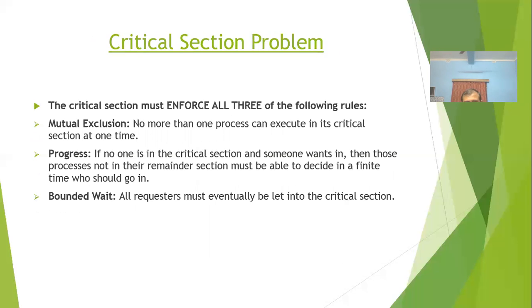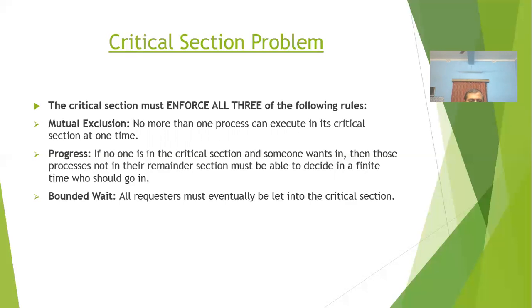So basically, to prevent inconsistencies from creeping in, the critical section must enforce all 3 of the following rules. What are those rules? Rule number 1 is mutual exclusion. That means no more than one process can execute in its critical section at one time. That means if there are n processes, only one of those n processes may be executing in its critical section at a certain point of time.